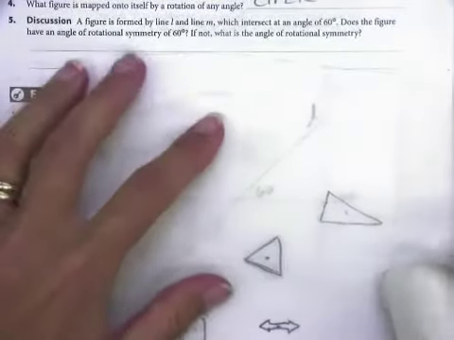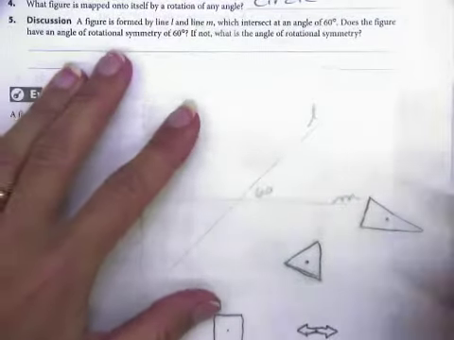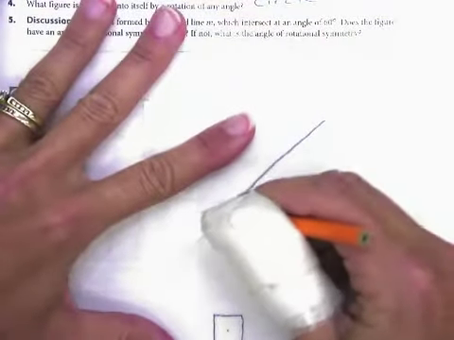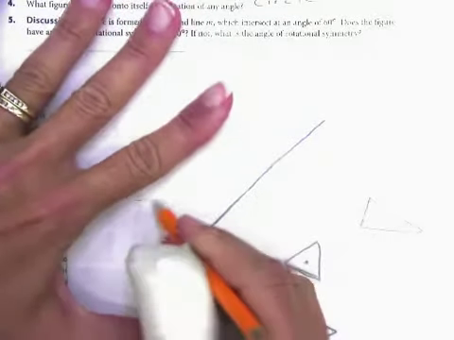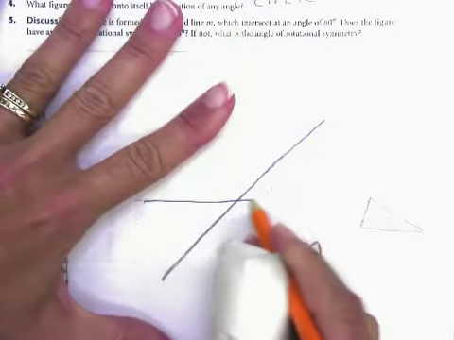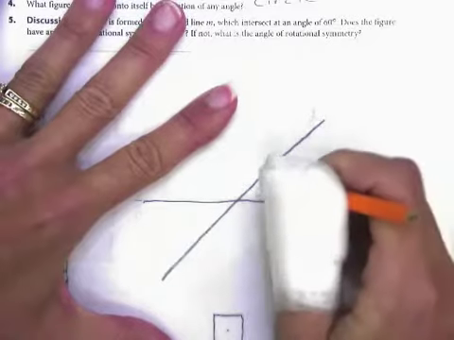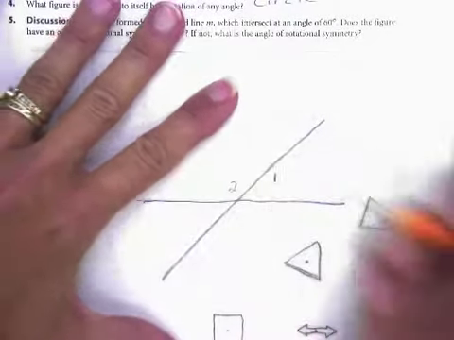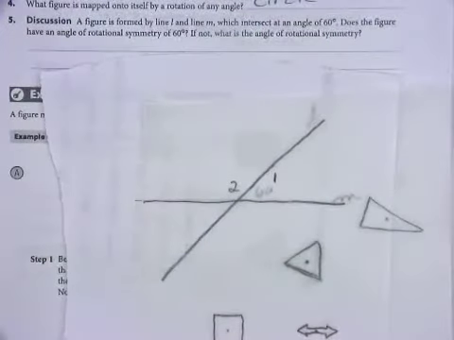Well, let's take tracing paper and test that. And while I'm tracing this, I'd like you to notice that if I called this 60-degree angle, angle 1, and this angle here, angle 2, they form a linear pair.